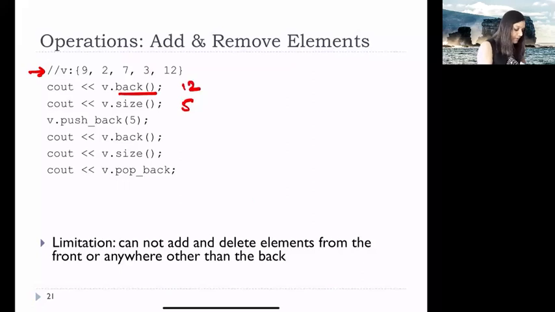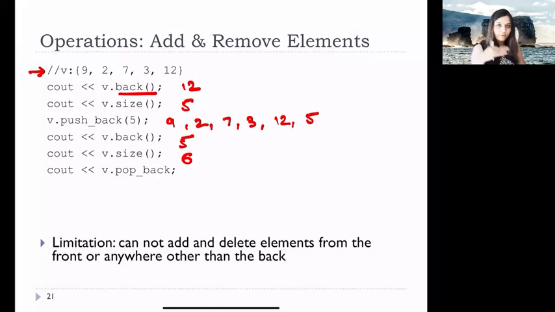Push back will add a new element. So if you do v dot push back 5, it's going to add 5 at the end. So your vector will become now this. Then again, cout v dot back will print out 5 now, because that's your last element. Your size is now 6 with the new element added. Pop back will remove the last element. So after you do pop back, 5 is removed.